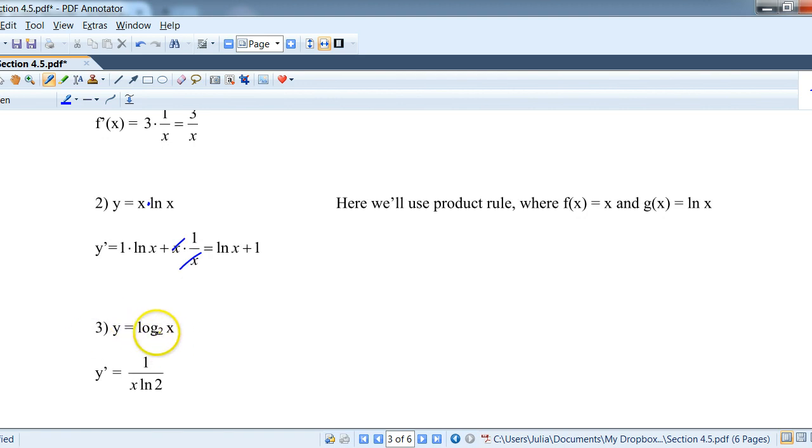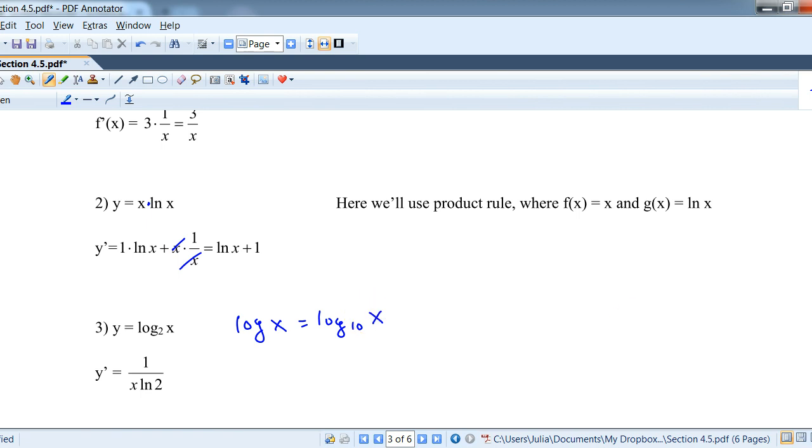What about if it was a log of base 2 of x, for example? We'll apply the rule for other bases, which is 1 over x times ln of the base. The base in this case is a subscript that you'll see, and that should be ln of 2. A lot of times on all the logarithms, they have a base. If you ever see log base x in some textbooks, they do not put the base. It means log base 10 of x.